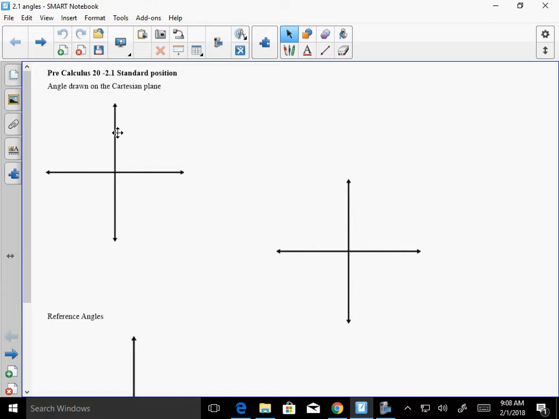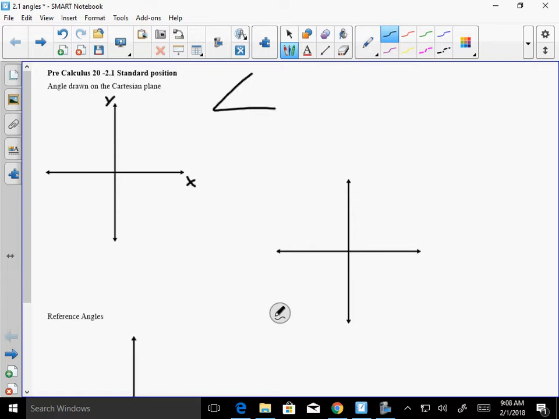So what we're going to do today is we're going to be drawing angles on a Cartesian plane, all right? So with your x's and your y's, like so. Now, normally you would draw an angle. You don't have to take this down, right? Something like that, and there's your angle. Maybe I'll do that in a different color.